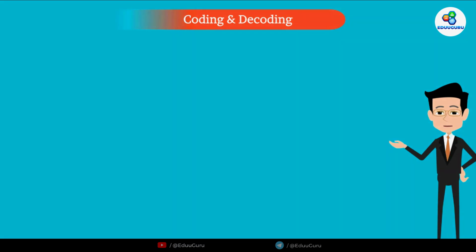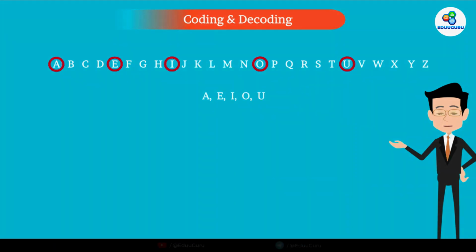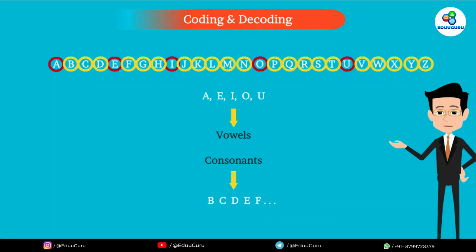The English alphabets are A, B, C, D, E, F, G, H, I, J, K, L, M, N, O, P, Q, R, S, T, U, V, W, X, Y, Z. Here, A, E, I, O, U are called vowels. The alphabets other than vowels are called consonants. That is B, C, D, F and so on.